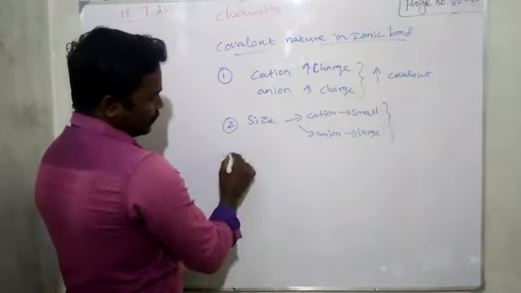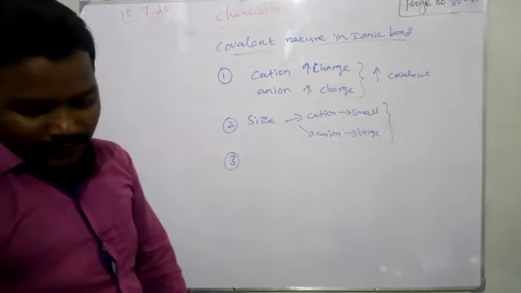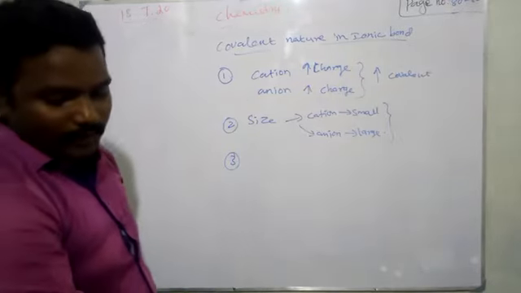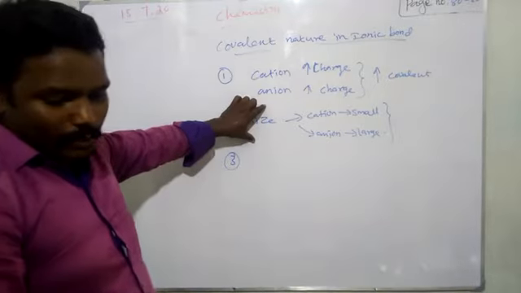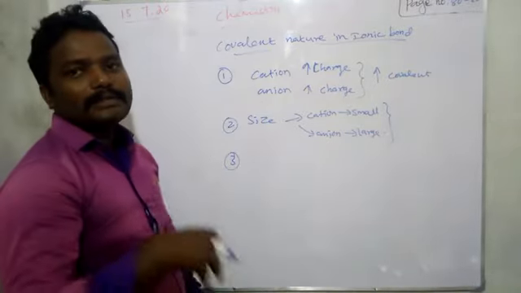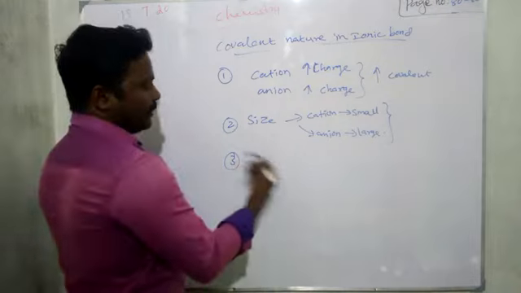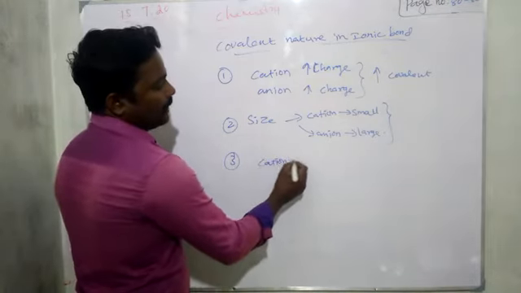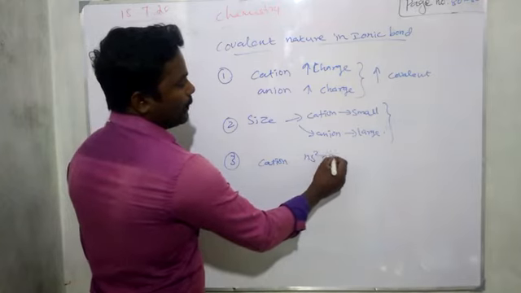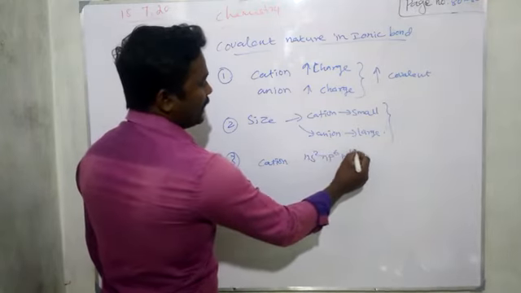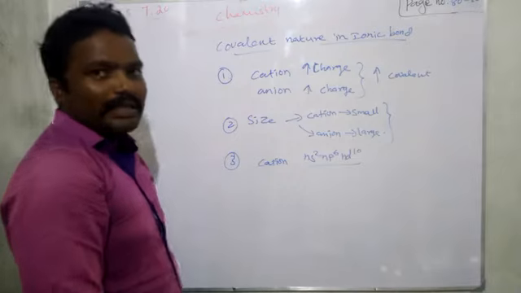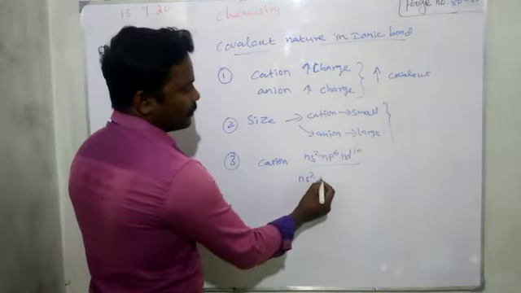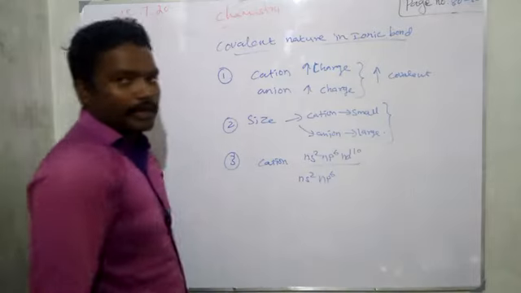Then the third one. What's the third one? We have to think of the electrons: smaller cation, larger anion. Electronic configuration. What do you mean electronic configuration? The cation having ns2 np6 nd10 electronic configuration has more covalent character than the ns2 np6 electronic configuration.